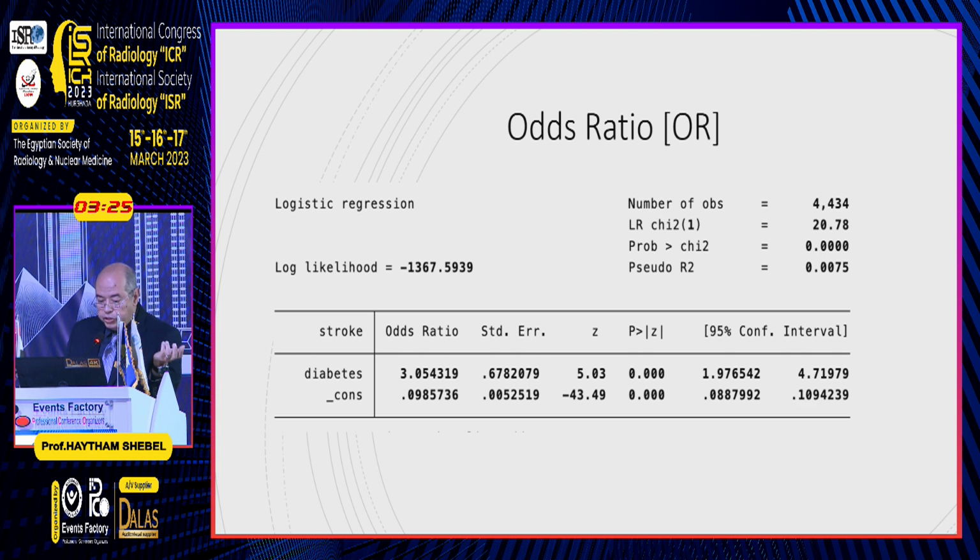Another example for odds ratio, what's the effect of diabetes on the events of stroke? If the patient is diabetic and the patient is not diabetic, what's the probability of stroke in each group? We have here the odds ratio. The odds ratio here says that diabetic patients have 3 folds the odds of having a stroke compared with non-diabetic patients. All this information you will not get except with regression. So we say that regression is the next logical step for correlation analysis.